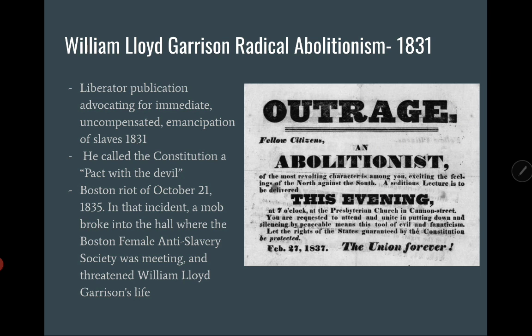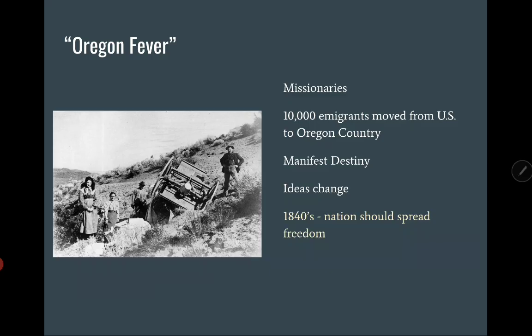In the South, they are absolutely behind slavery with this idea of positive good, and in the North, they are increasingly, although it's not the most popular thing at this time, becoming radicalized around abolitionism. Manifest Destiny is helping to promote this idea of, go west, right? Manifest Destiny is sending missionaries out west. They are sending immigrants out west. And the idea is that the nation should spread freedom throughout the continent.